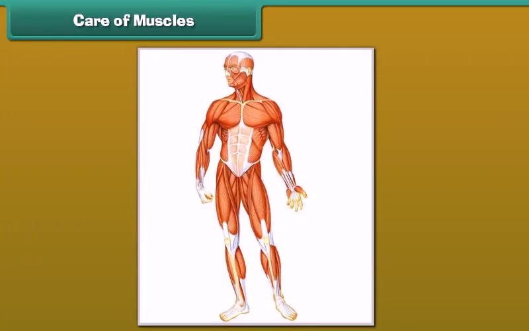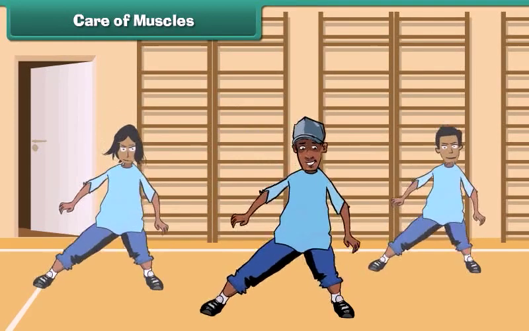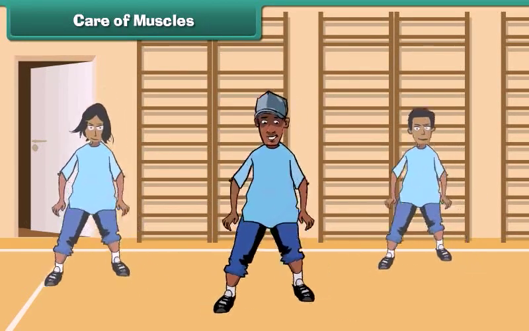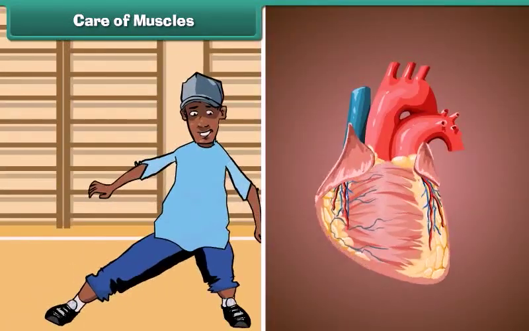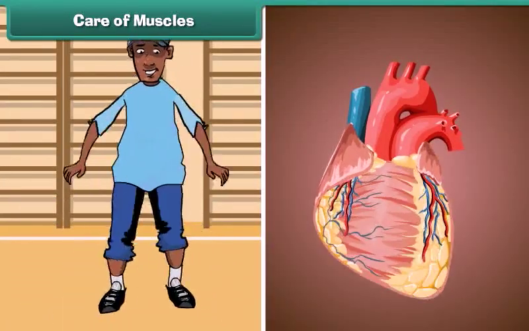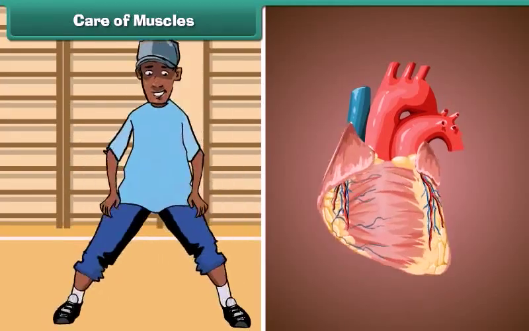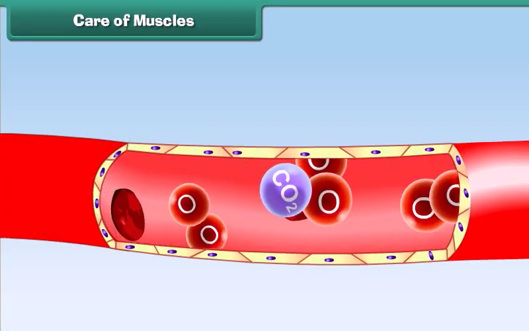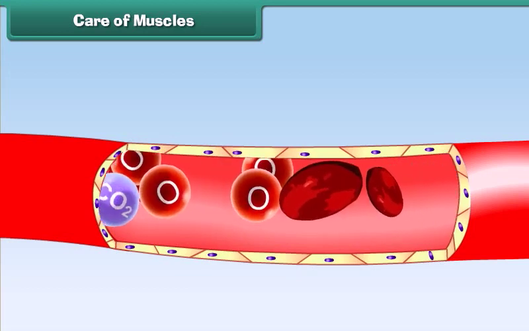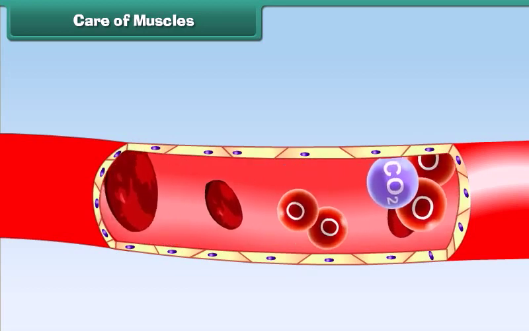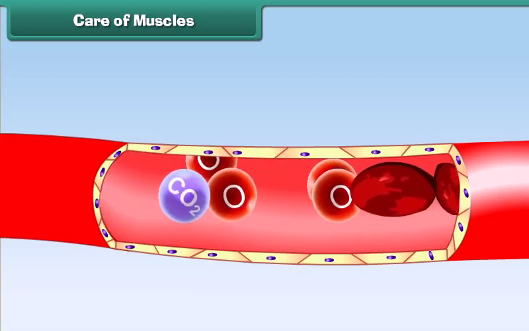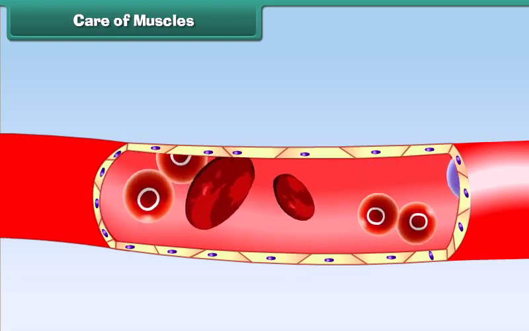For good health, it is important that our muscles are strong and functioning efficiently. Regular exercise makes our muscles strong. The rate of the heart's action increases during exercise, and we breathe faster. As a result, plenty of oxygen and nutrients in the blood are supplied to all parts of the body. This makes us feel refreshed and lively.